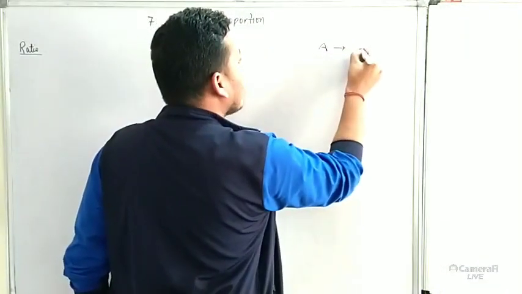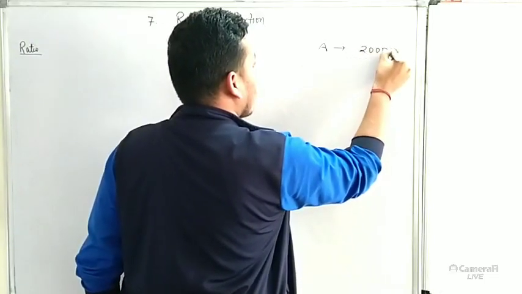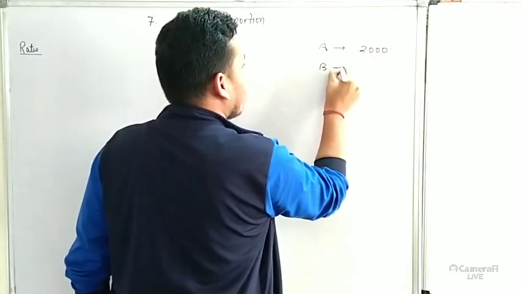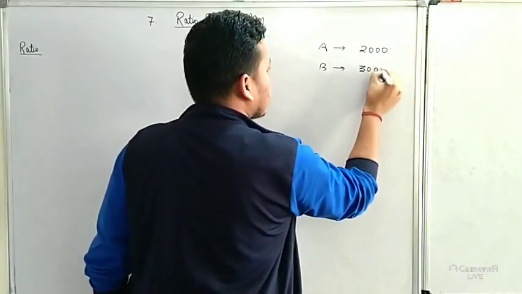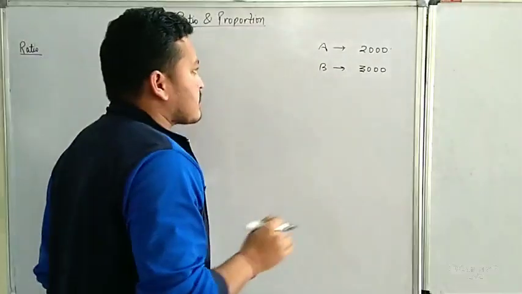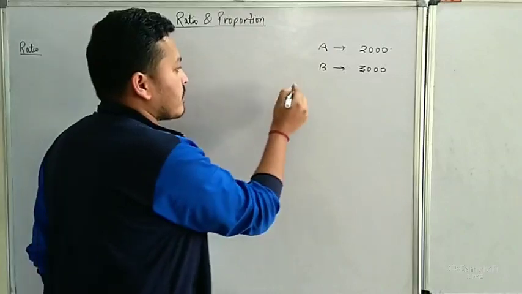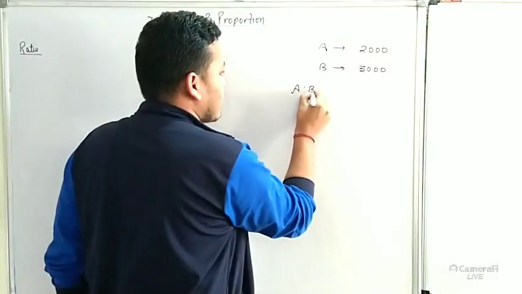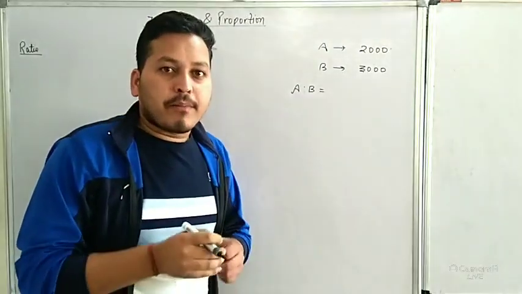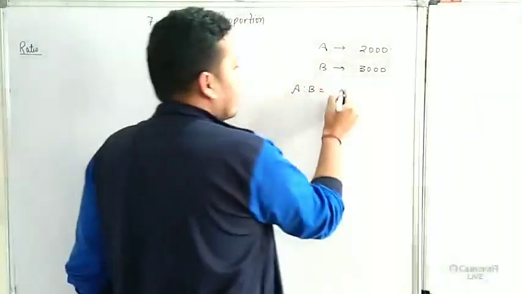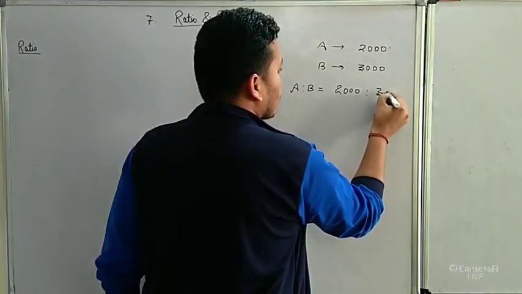For example, a person A whose monthly saving is 2000 rupees, and a second person B, whose monthly saving is 3000 rupees. Just I ask you, what is the ratio between their monthly savings? The ratio is in the form of a fraction, the comparison between two quantities. So A is 2000 and B is 3000.